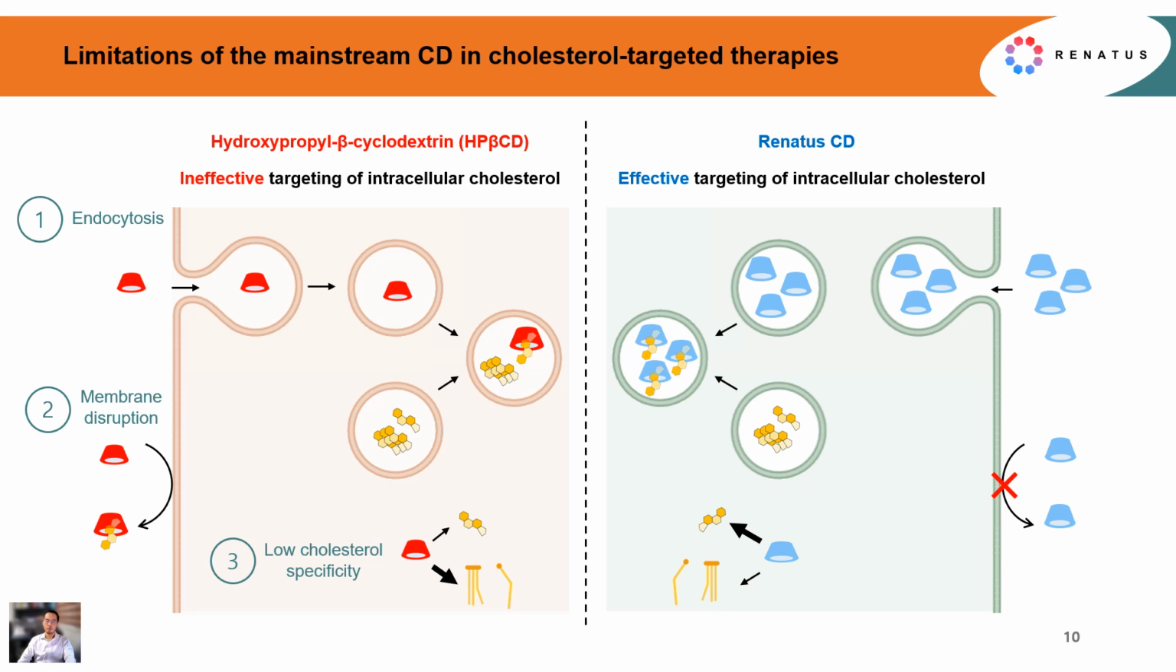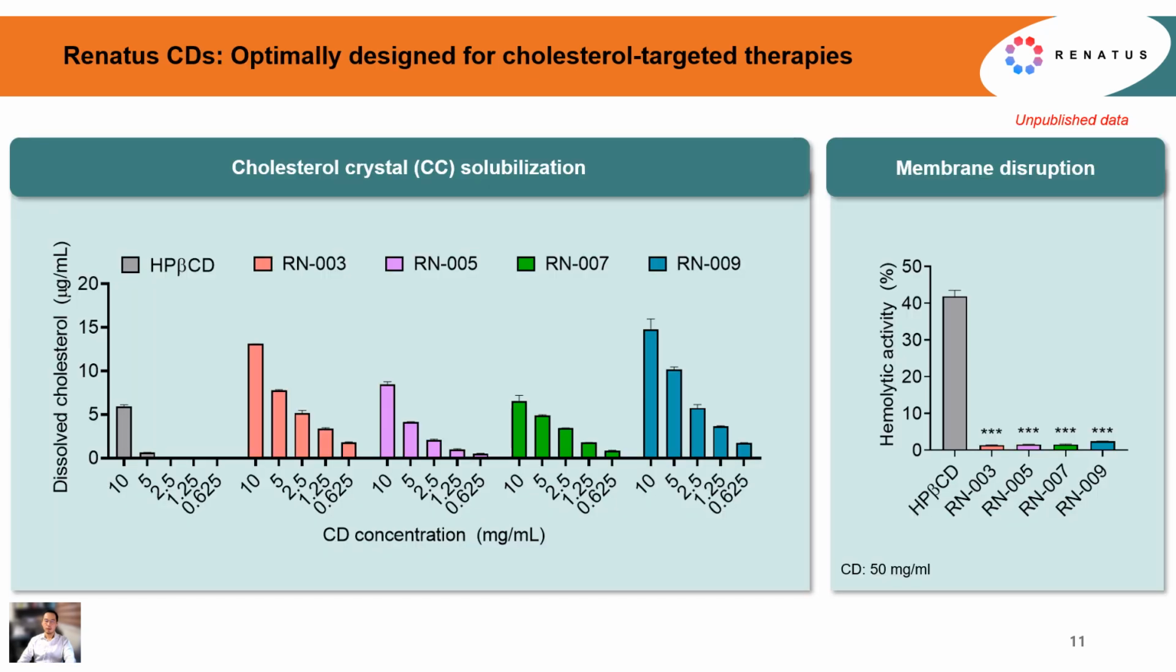Renatus cyclodextrins, on the other hand, allow more effective targeting of intracellular cholesterol. Unlike hydroxypropyl beta-cyclodextrin, Renatus cyclodextrins do not target cell membrane cholesterol and exhibit higher selectivity for cholesterol over other lipids. Excess cholesterol is present in cells as cholesterol crystals. You can see Renatus cyclodextrins exhibit superior ability to solubilize cholesterol crystals compared to hydroxypropyl beta-cyclodextrin.